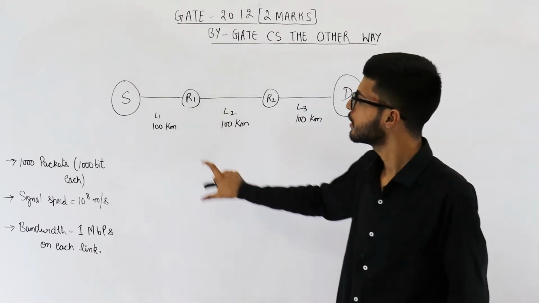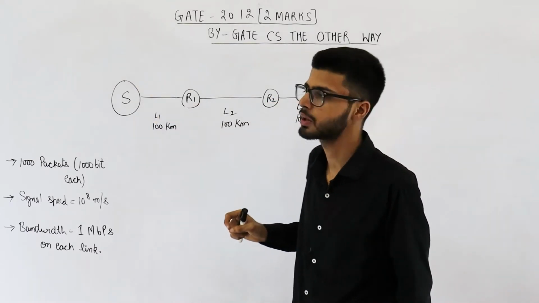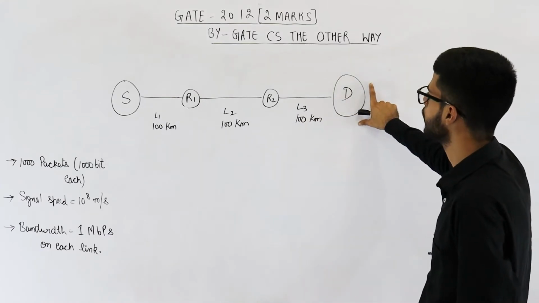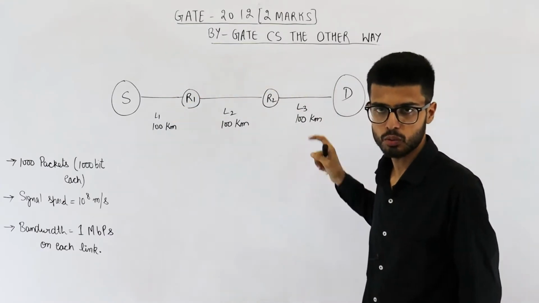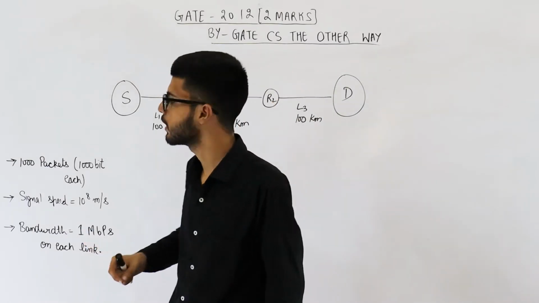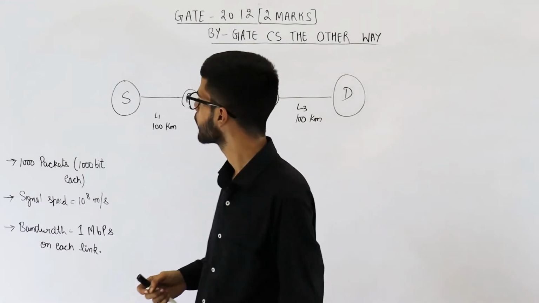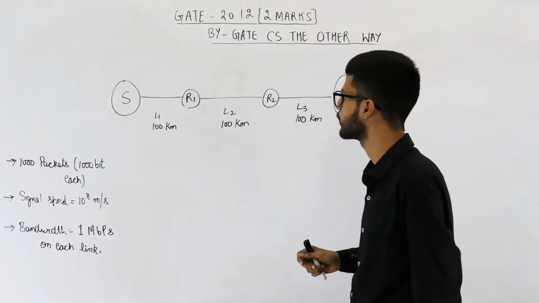They are saying a sender wants to send a file of size 10 raised to the power 6 bits to some destination over a network of 2 routers. So the 10 raised to the power 6 bits file is split into 1000 packets, each of 1000 bits, and it is sent packet by packet.